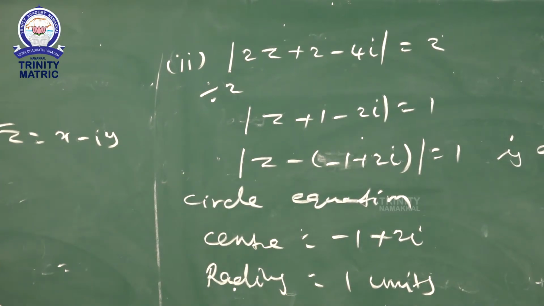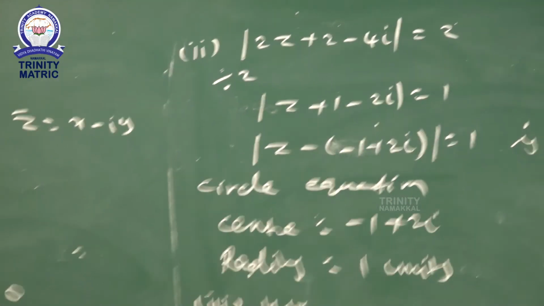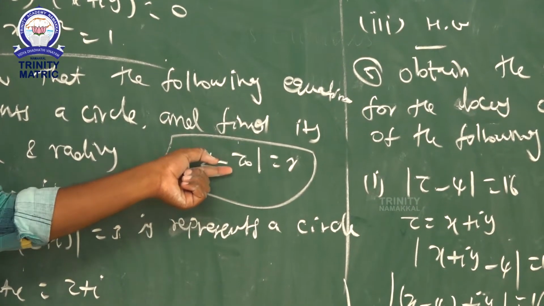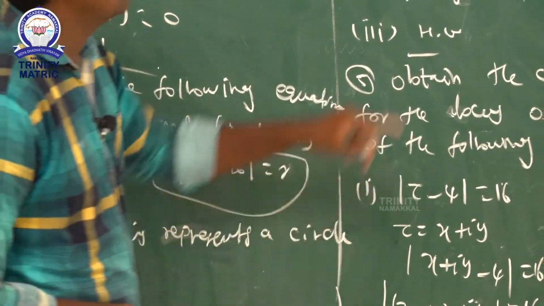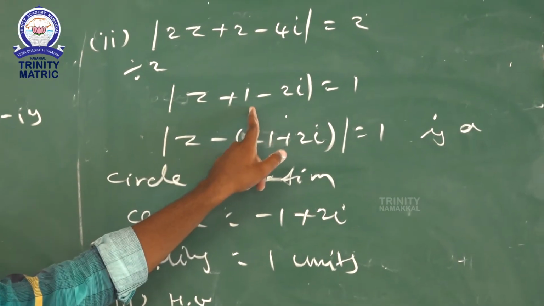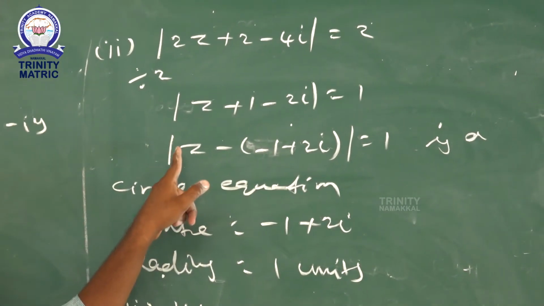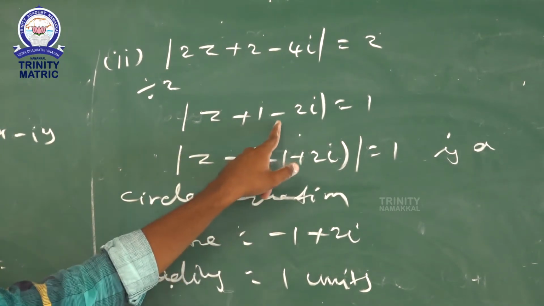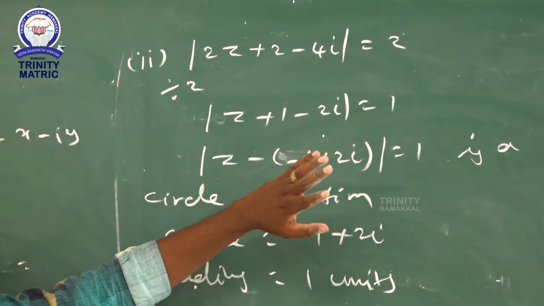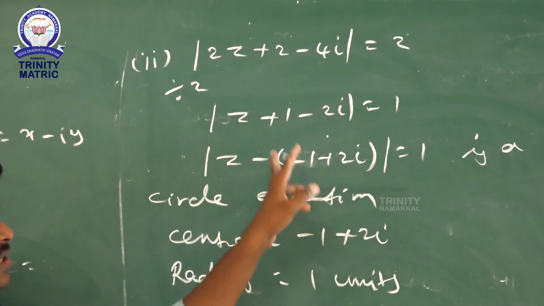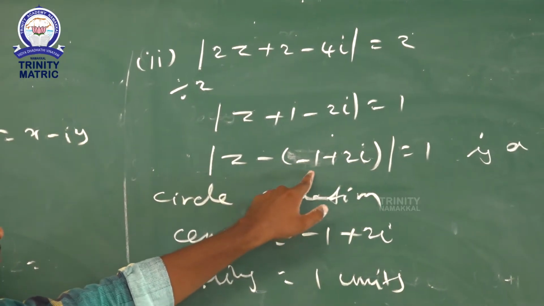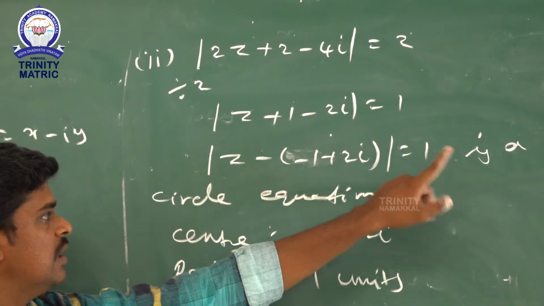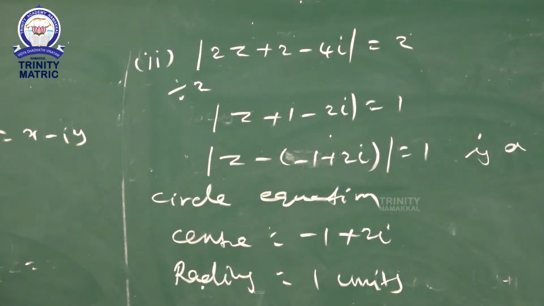Next step, you can arrange it this way. Modulus of z minus z naught equal to r. So take the minus outside the center value. So modulus of z minus... here there is plus 1, so you put minus 1. If there is a minus, change it to plus; the sign changes. When we take the minus outside, the sign of that number changes. Minus 1 plus 2i is equal to 1, which also represents a circle.